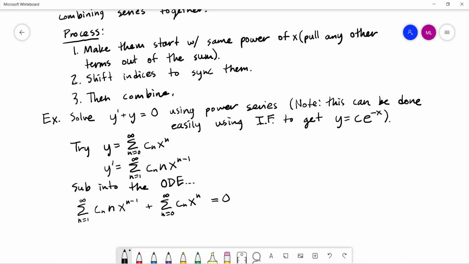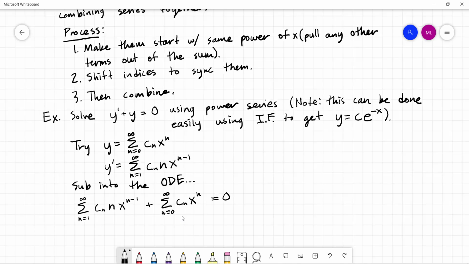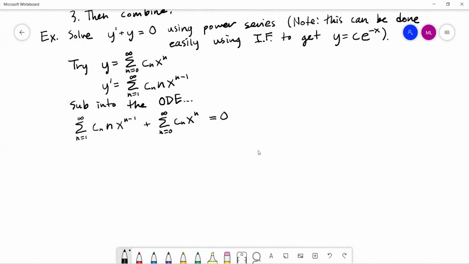Now I need to make sure that I shift the indices to sync them. And right now I can see that they are not synced. Right? This one starts at 1. This one starts at 0. Let's shift the indices to sync them.